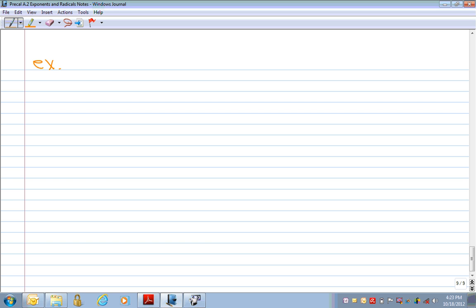This is our last examples. So we have parentheses, -32 to the -4/5 power. Okay, the next thing we're going to do is rewrite it. So we're going to write the 5th root of -32 all to the -4 power. Okay, well first let's just figure out what's happening inside. The 5th root of -32 is -2. So now we have -2 to the -4 power.